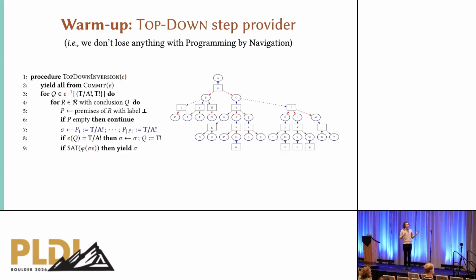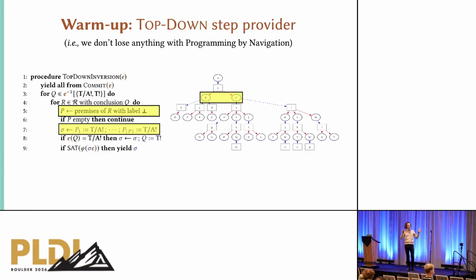OK, so first I want to give a sort of warm-up step provider that's going to replicate an existing strategy that we're all going to be familiar with to traverse these trees, which is a top-down step provider. So I just want to show you that we're not losing anything by having all this programming by navigation. In a moment, we'll see novel strategies that are sort of non-topological. The way that it's going to work is we're going to maintain a frontier of labeled propositions, and then we're going to loop over all rules that are going to have a conclusion in that frontier. In this case, there's only one rule. Then we're going to collect the set of premises to that particular rule, and we're going to let the user select which set of propositions they want to label next.